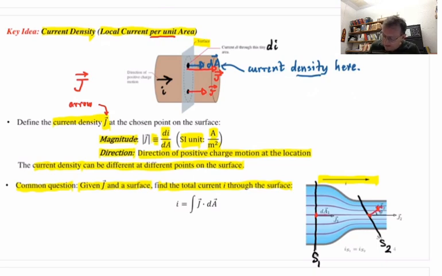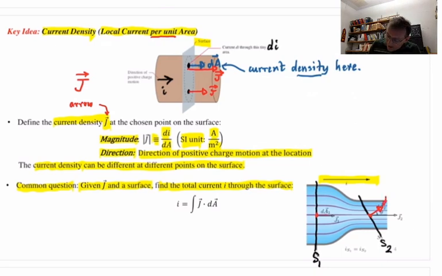Notice the area vector has to be perpendicular to the surface, so the dA2 there would be up at an angle. And the current density there is this arrow, J2, whereas it's this arrow, J1, over here. Notice the J1 and the J2 have different magnitudes.